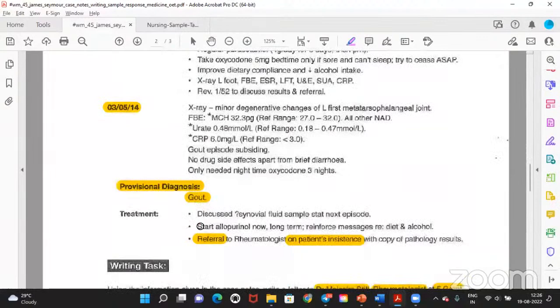Provisional diagnosis. Try to understand this. Provisional diagnosis, not a definitive diagnosis. It's not diagnosis. Provisional, so initial diagnosis, crude, not real, not confirmed, unconfirmed. He has doubt, not sure. So that's it. Provisional diagnosis. So remember that.